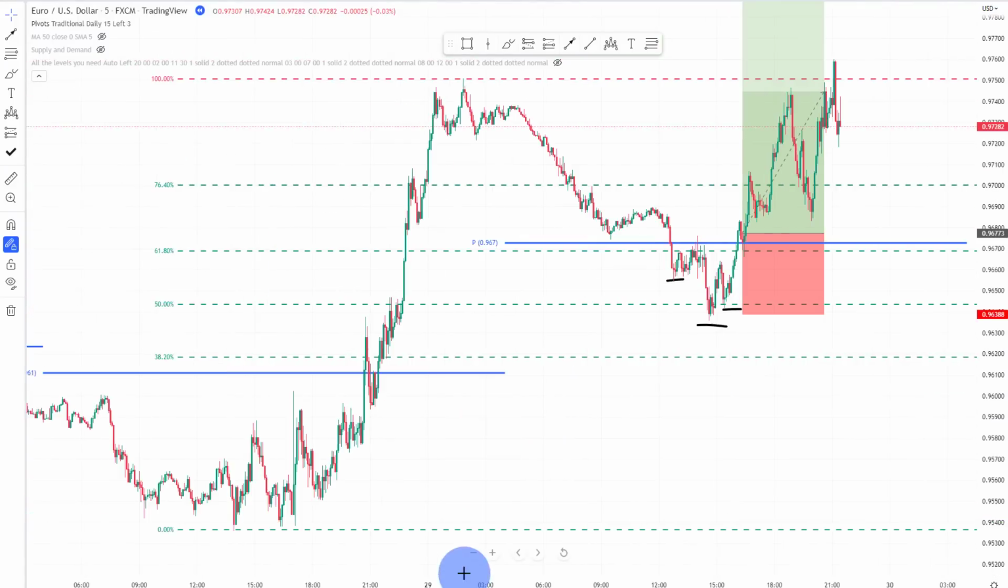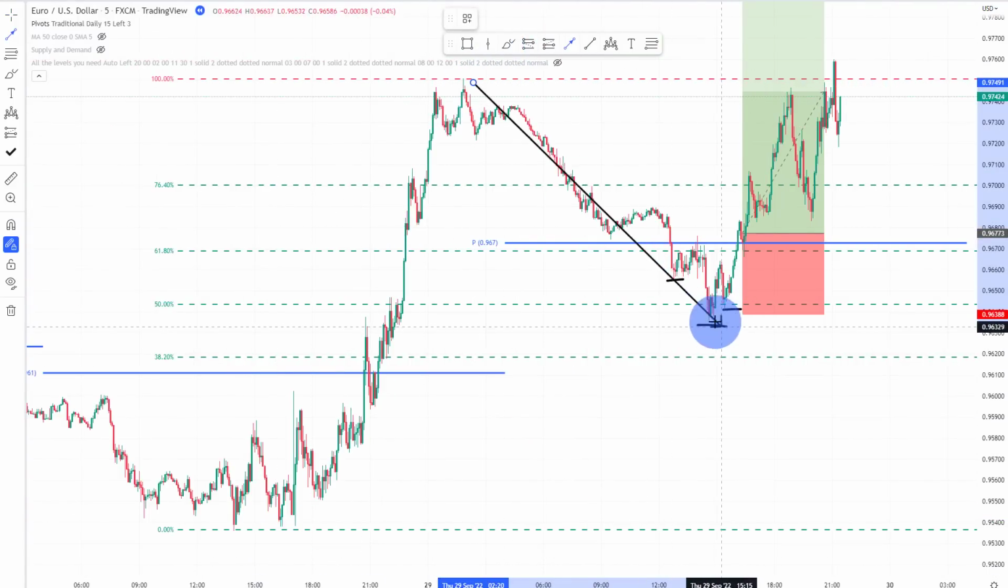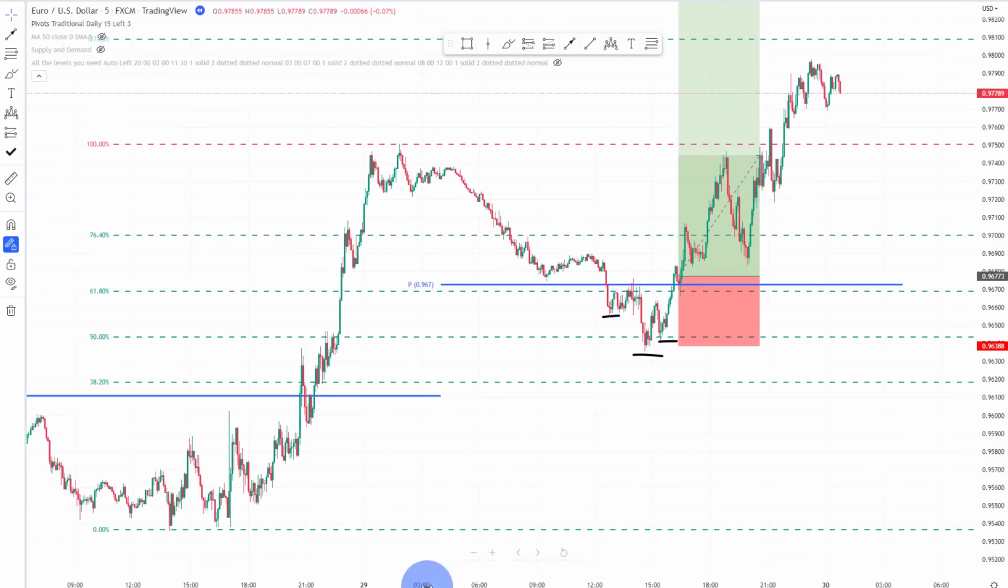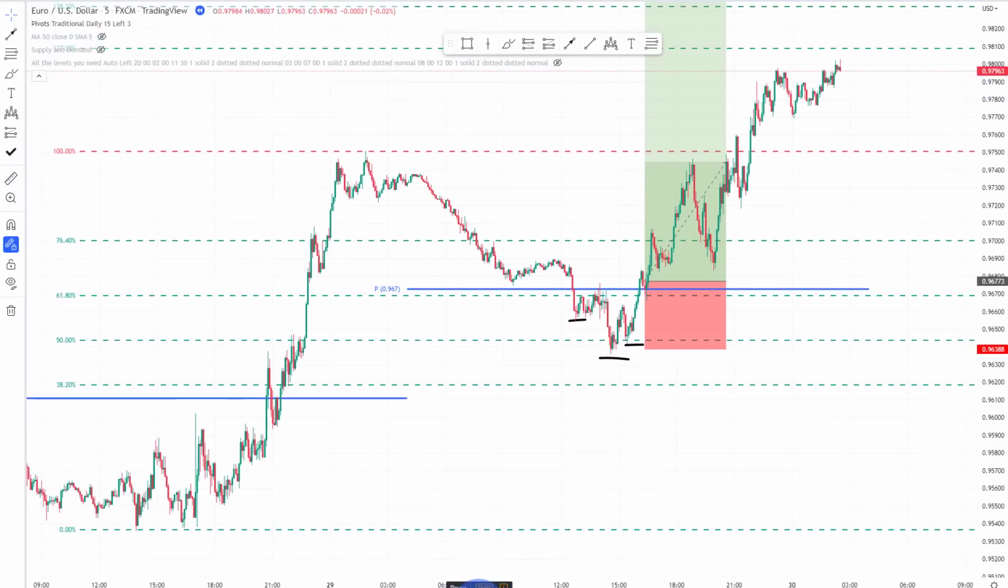We have our ABC, right? The big A push is our impulsive wave. The weak B to C move is a very weak corrective wave. I've made many videos about this in the past. And then we keep going higher. We break the 100 level, and then we continue on to 150.